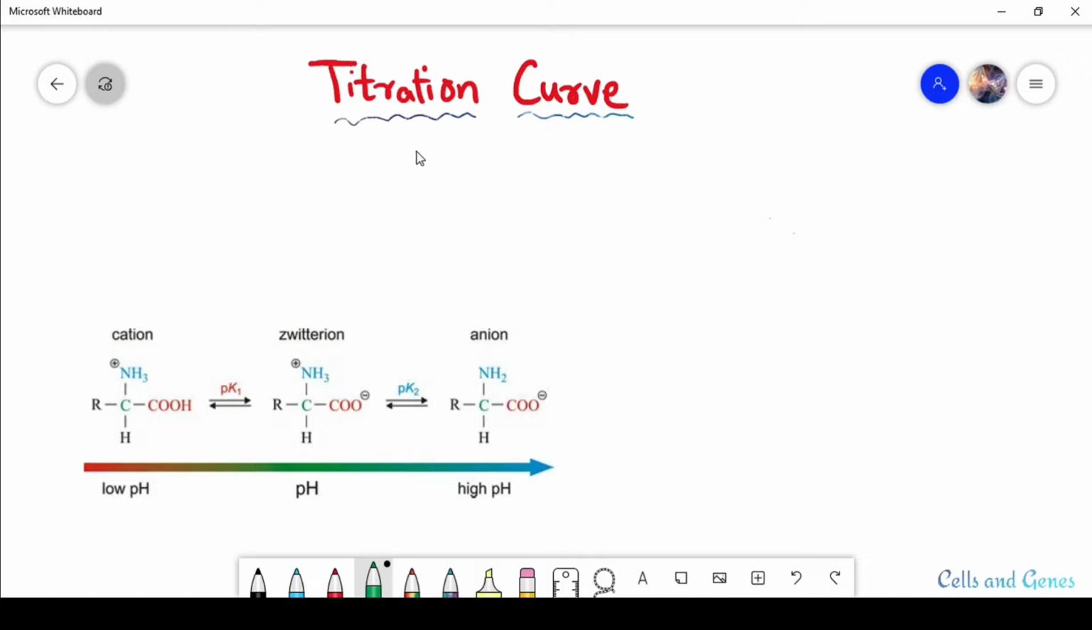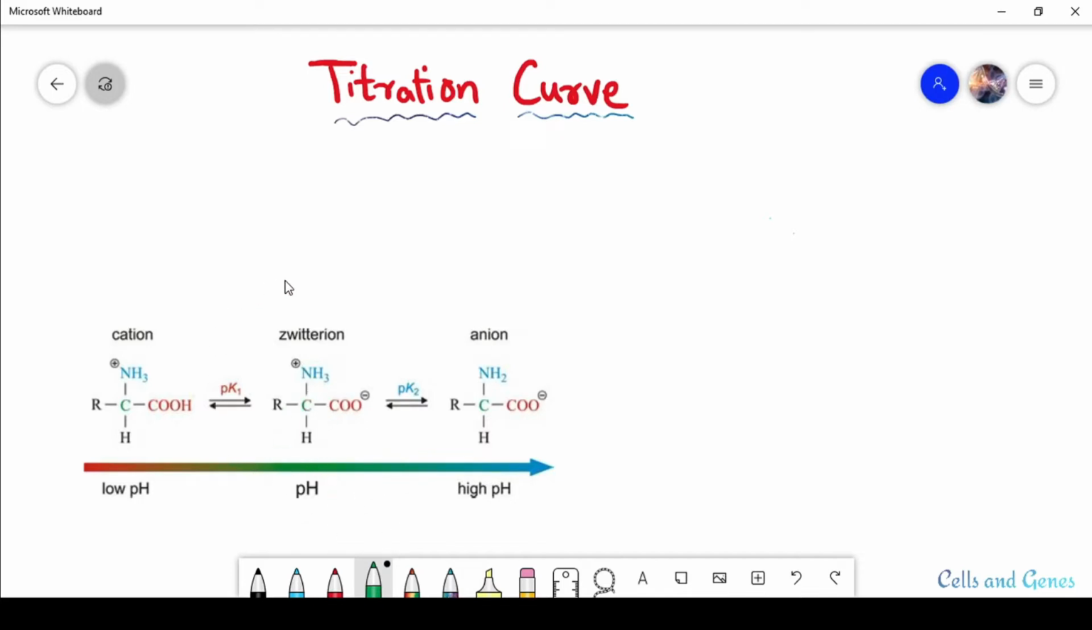So today we'll discuss the titration curve of amino acids. Before we go into the titration curve, let me discuss the Zwitter ion. I have discussed Zwitter ion in detail in my previous video, so if you have not watched it, please do watch it and then hear this lecture.